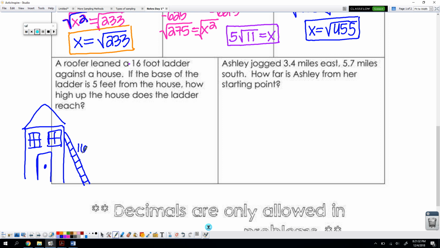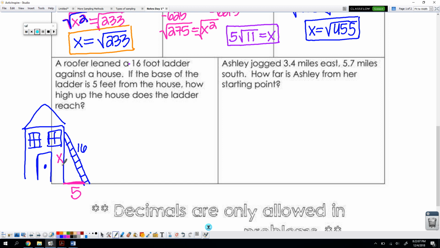All right. It also says that the ladder is 5 feet from the house. So 5 feet from would go right here. All right. 5 feet from. All right. And then what it's asking us is if you look right here, it says how high up the house does the ladder reach? So that's asking for a vertical height. It says how high, high meaning height as in vertical.